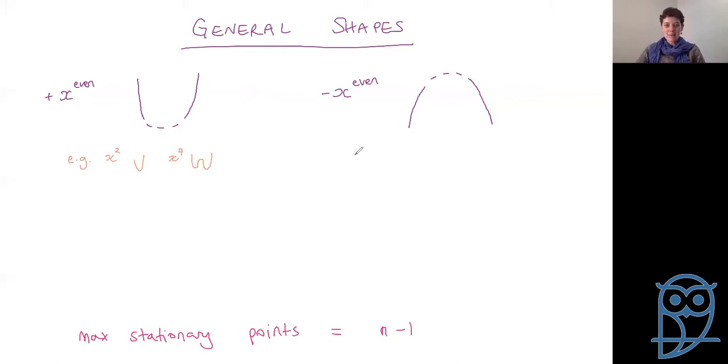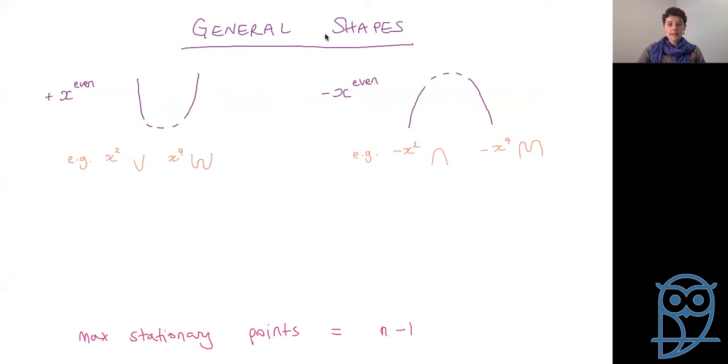And the same here. So, e.g., minus x squared, 1 stationary point. Minus x to the 4, 1, 2, 3 stationary points. But we're maintaining that smiley face and sad face. It's just the number of wobbles in the middle can vary depending on that maximum number of stationary points.